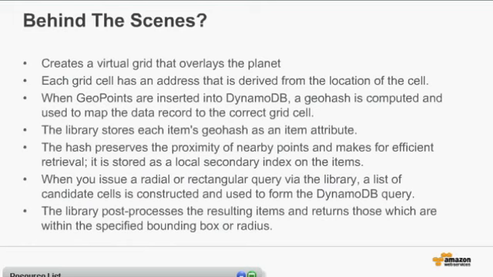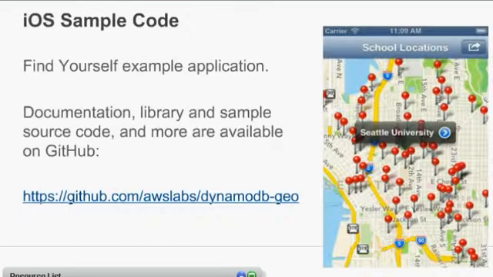So the library then post-processes the results of those items and returns only those that are within the specified bounding box or radius. So all of that is happening under the hood. All you have to do is make a couple of API calls. And just to show how simple it is, we have some iOS sample code available. It's called the Find Yourself example application. And all the documentation, library, and sample source code are available via GitHub. You can get it at github.com/AWS/DynamoDB-geo. So all of that is available to show you how to implement this using a library, using a backend running on DynamoDB.